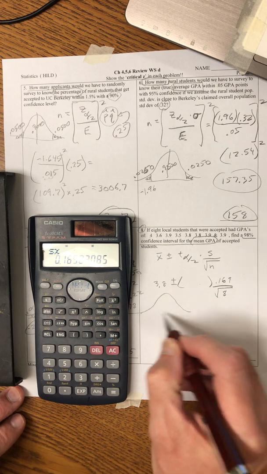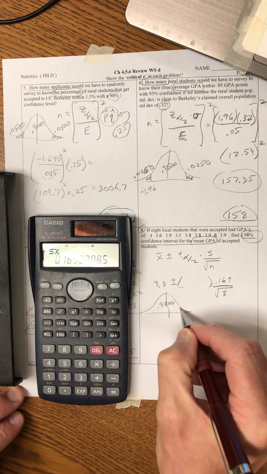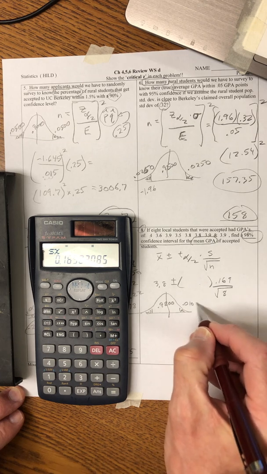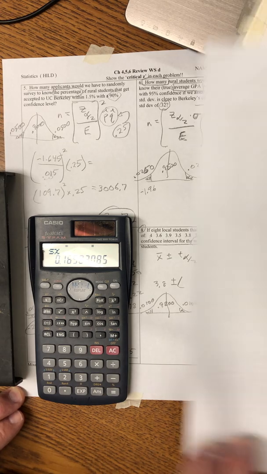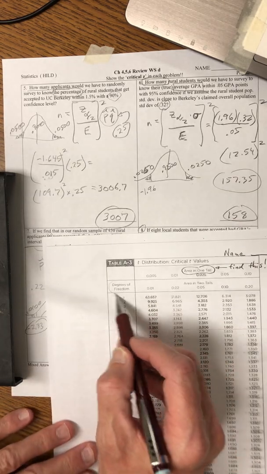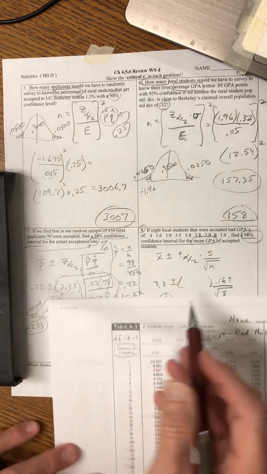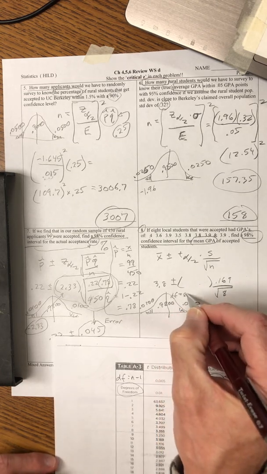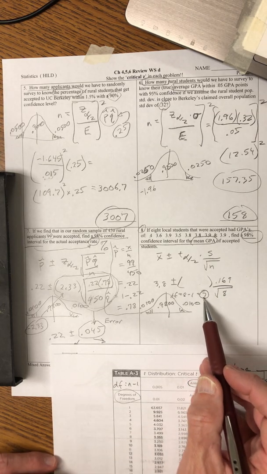So I draw myself a bell curve. We're doing a 98% confidence interval, so I put that in the middle. That's 2% left over. So divide that by 2, that gives me 1% in each tail. I'm going to use a t, which means I got to use the t distribution, the t table. And of course, the t table, you need a degrees of freedom, which is n minus 1. So degrees of freedom is going to be 8 minus 1 equals 7. So I've got 0.0100 in the tail and 7 degrees of freedom.